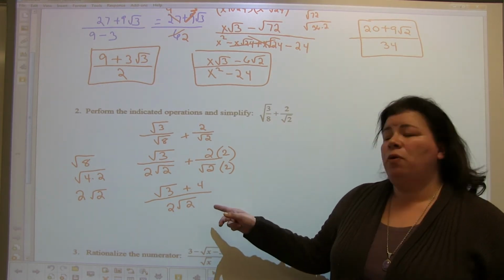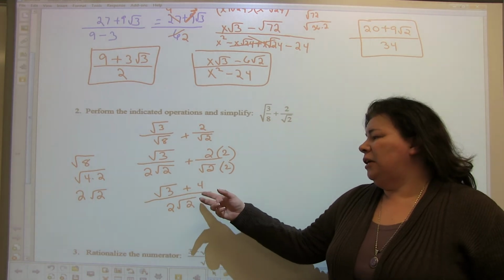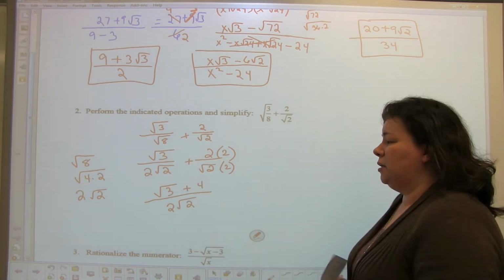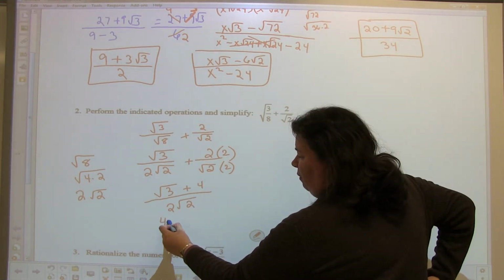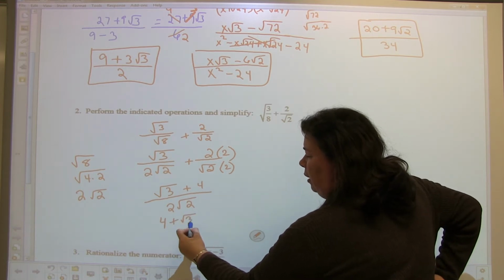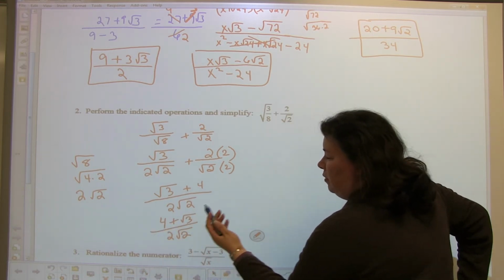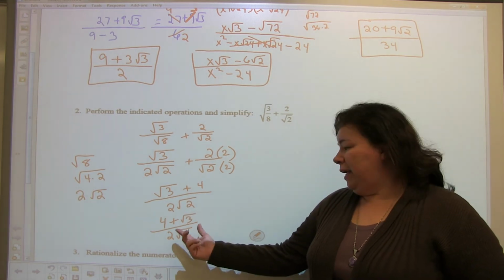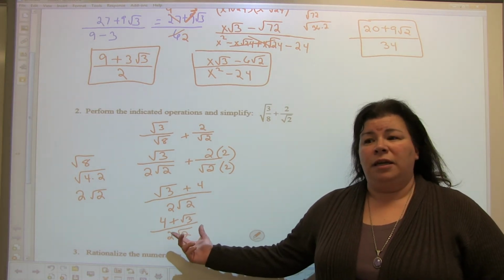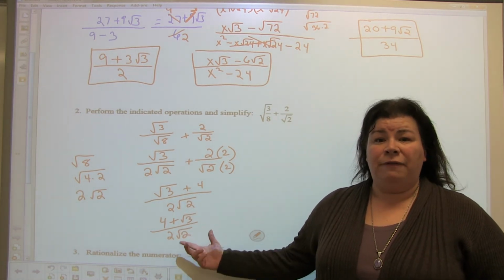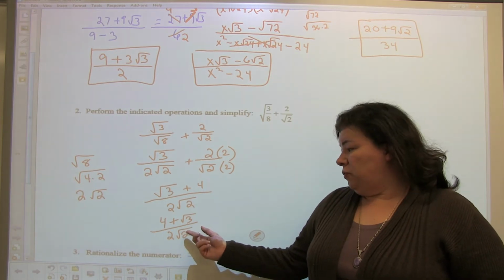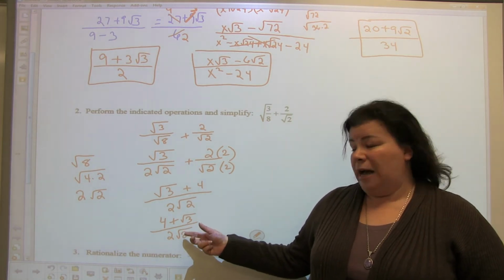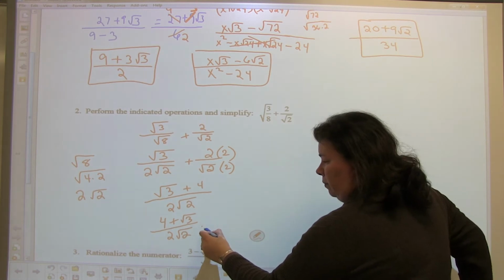So from this point, it could be rewritten if you want. It doesn't matter if you want to rewrite that as 4 plus the square root of 3 over 2 root 2. But the fact still is that we can't leave the radical in the denominator. We still have to rationalize from this point. So to rationalize this, we're going to multiply top and bottom by the square root of 2.